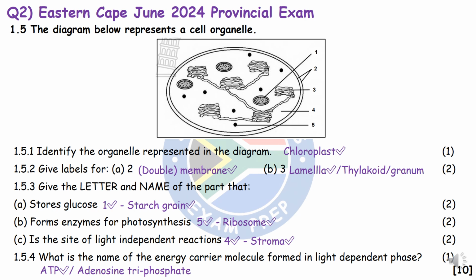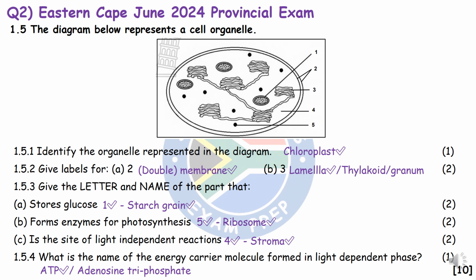Okay, give the letter and name of the part that. So for these kinds of questions, you want to be very careful to answer both parts of the question. So not only giving the name or the letter. So the part that stores glucose would be 1, the starch grain. The part that forms enzymes for photosynthesis, that would be 5, the ribosomes.